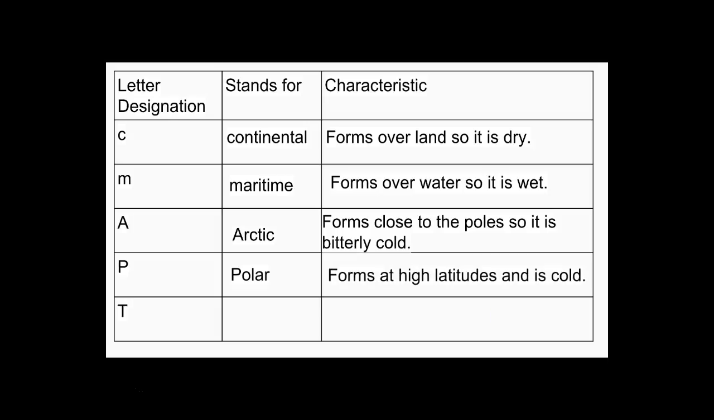It's kind of weird that a polar air mass doesn't form near the poles. That would probably make more sense, but just know that an Arctic air mass is bitterly cold and a polar air mass is classified as cold. And then tropical, which makes total and complete sense, it forms in tropical regions and is warm. So these are the letter designations, what they stand for, and now we're going to combine the letters to summarize air masses in general.